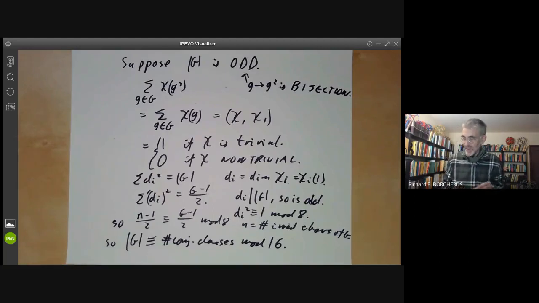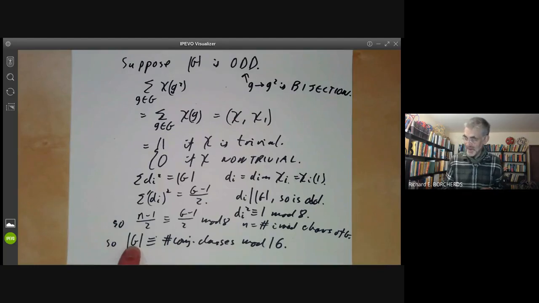So in particular, we see that any group of odd order less than 19 must actually be abelian, because the number of conjugacy classes must be equal to the order of the group mod 16, so must be equal to the order of the group. So all conjugacy classes have size 1. In fact, even if it has order 19, it must still be abelian because 19 is prime. But when you get to order 21, there is actually a non-abelian group of order 21. And you can see from this that it must have exactly five conjugacy classes, which is, of course, not hard to check directly.